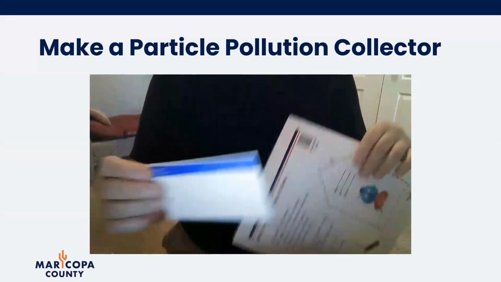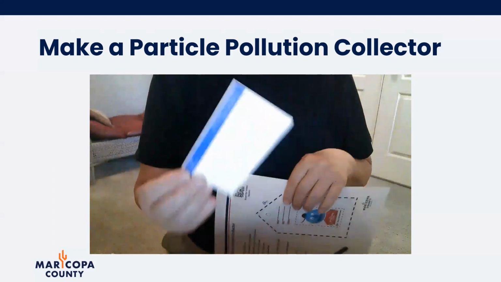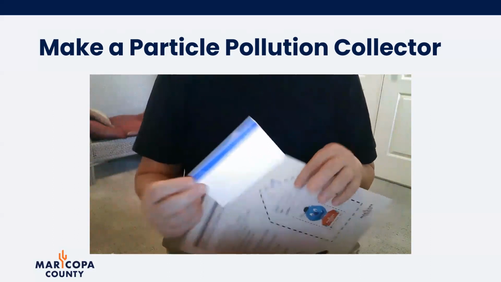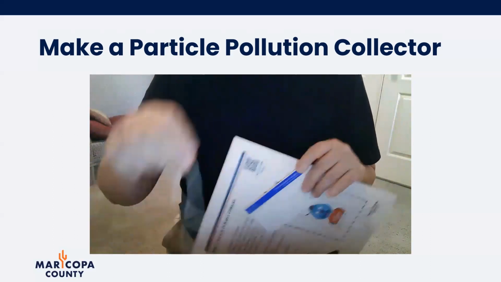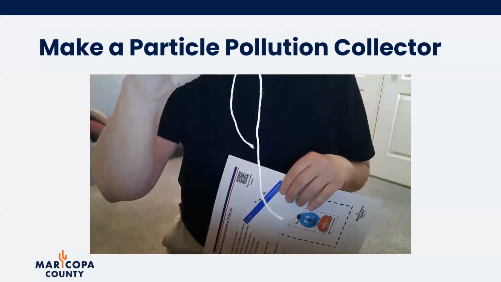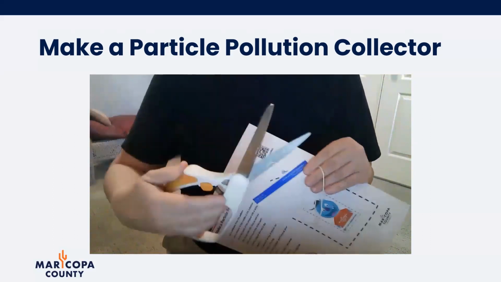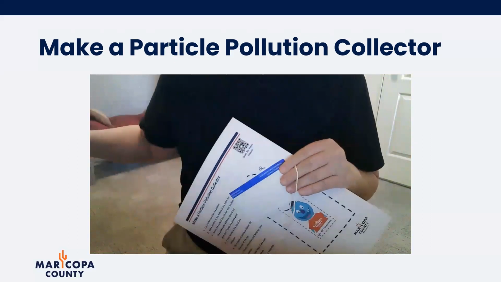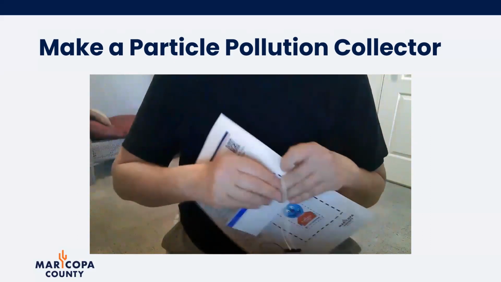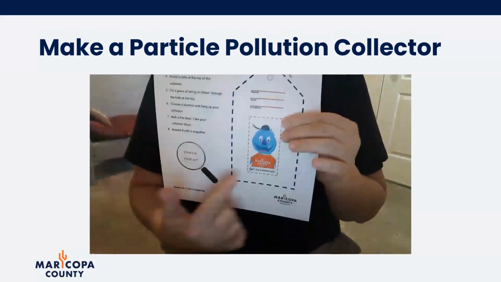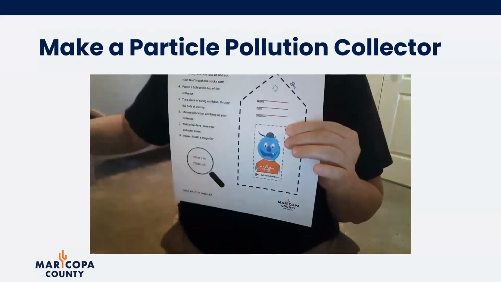You'll also need a sticky label, and if you don't have a sticky label, you can use Scotch tape or masking tape. You will also need a piece of string that is about 8 to 10 inches long. And then, of course, you'll need a pair of scissors, and if you have a hole punch, that can be useful too. So the first step is to cut out your pattern along the dotted blue lines here.